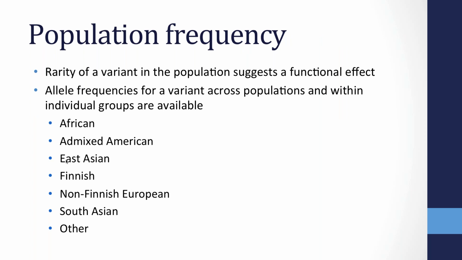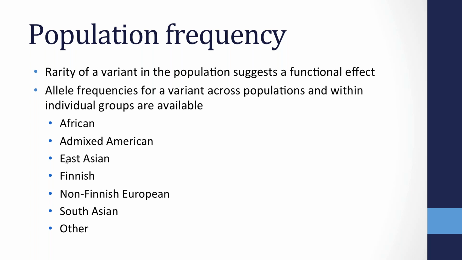So in looking at population frequency, in general, we tend to think that rare suggests that there's a functional effect, that there is a selective pressure that non-functional or altered alleles or genes will have a deleterious effect on the well-being of that person and reduce their reproductive fitness. The allele frequencies across populations have been identified in a number of different subgroups.